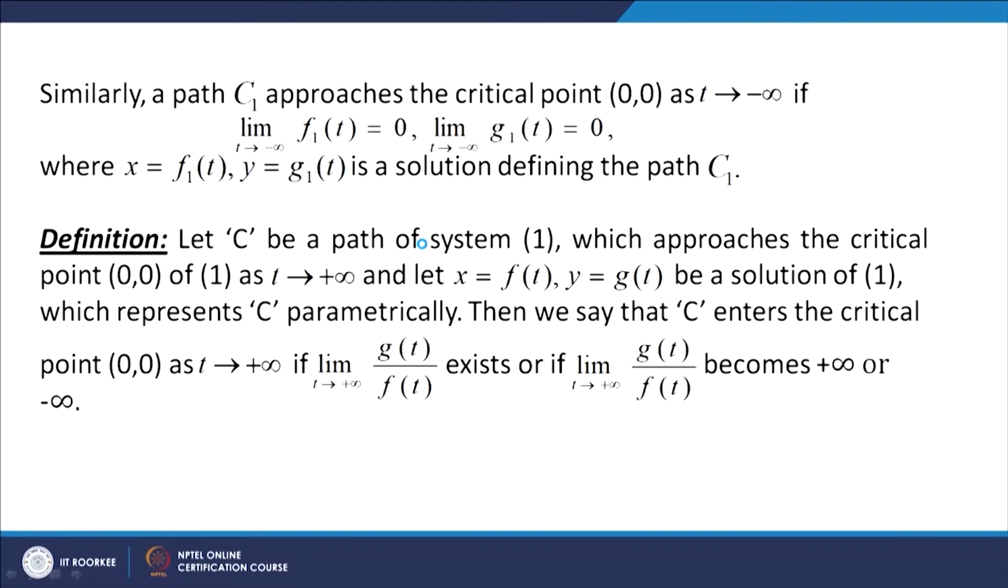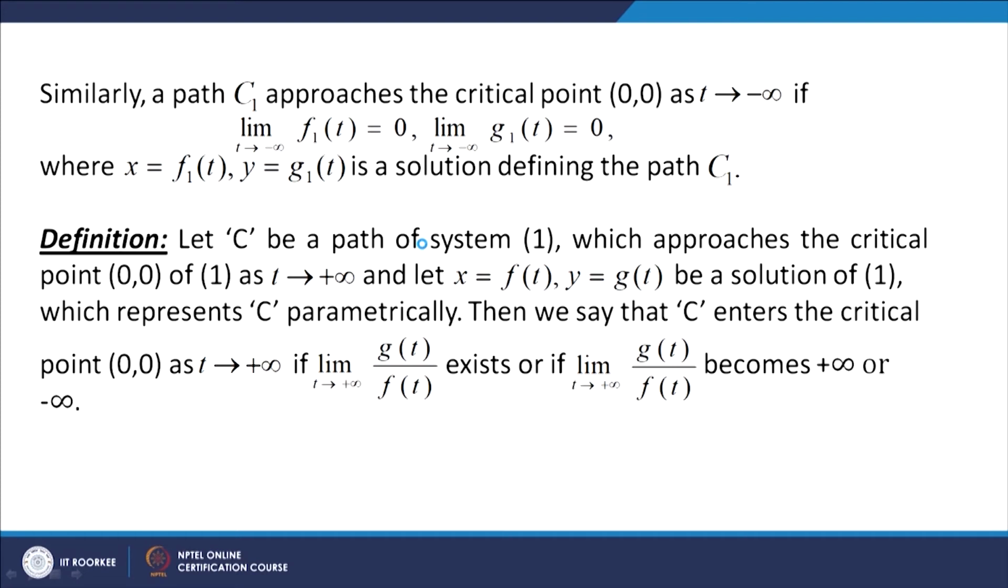Now, similarly, a path C1 approaches the critical point 0, 0 as t goes to minus infinity if limit t tends to minus infinity f1(t) equal to 0 and limit t tends to minus infinity g1(t) equal to 0, where x equal to f1(t), y equal to g1(t) is a solution defining the path C1. Now, another definition: let C be a path of system 1 which approaches the critical point 0, 0 of the system 1 as t goes to plus infinity, and let x equal to f(t), y equal to g(t) be a solution of 1 which represents C parametrically.